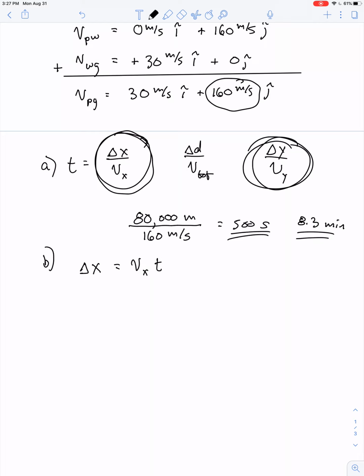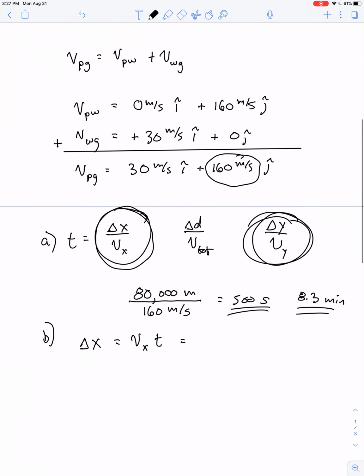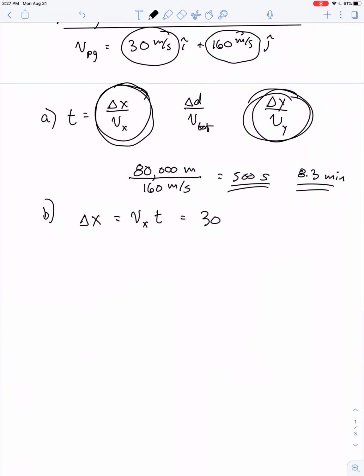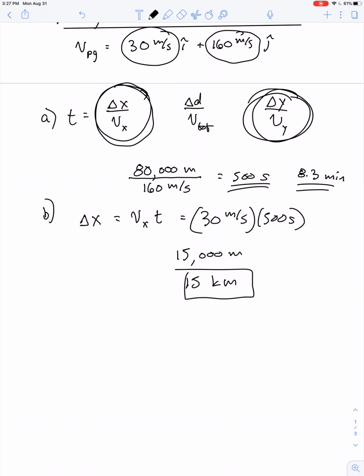Now that we know the time is 500 seconds, then we can match that with the 30 meters per second of horizontal speed. 30 meters per second for a total time of 500 seconds gives us 15,000 meters, which we'd better state as 15 kilometers.